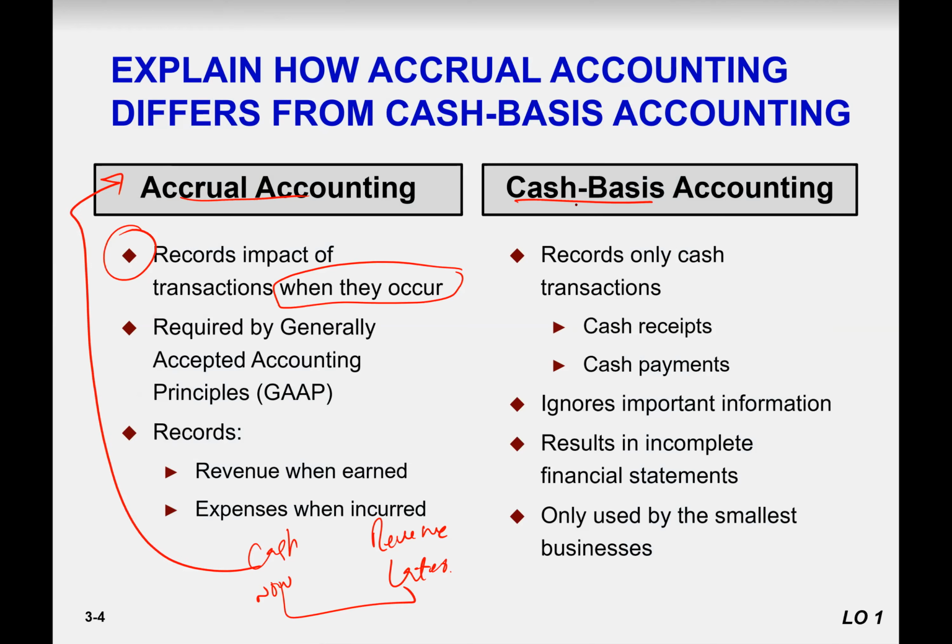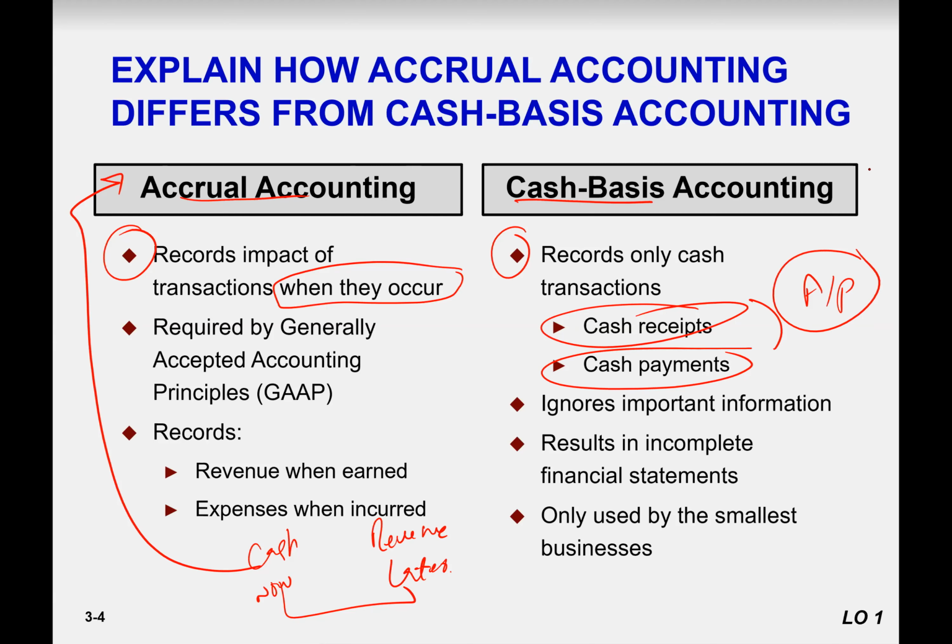But in cash basis accounting, only those transactions are recorded in which we have cash receipts and cash payments. There is no accounts payable or liability here. So everything is on a cash basis, right?